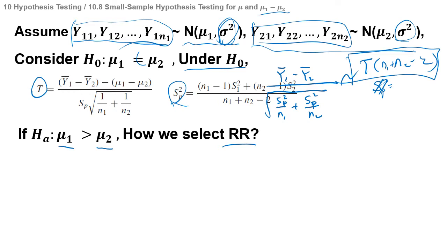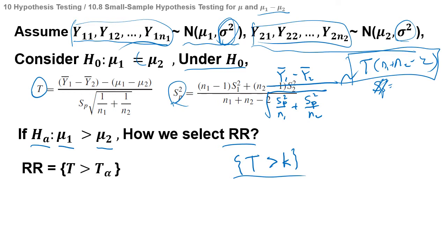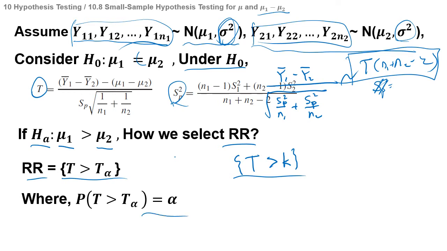If we observe a large value of t, that's the case for the alternative hypothesis. So if t is large enough, then it would be the rejection region. So we take the rejection region this way: t is greater than t alpha, where the probability of t greater than t alpha is alpha, which is our type 1 error rate alpha.